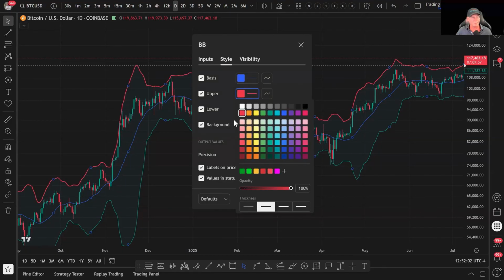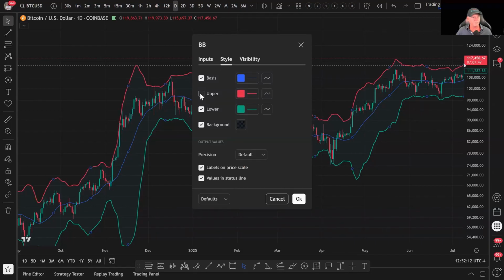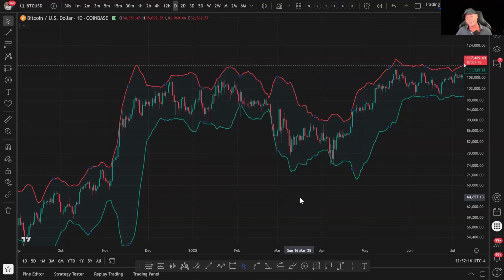And I'm just going to make the lines a little bit bigger. Ours do this automatically, but I like to see that a little bit wider. And I'm going to uncheck the midline because we don't want that. Whoops, the basis. Don't need the basis. We're going to approximate that with a different moving average.